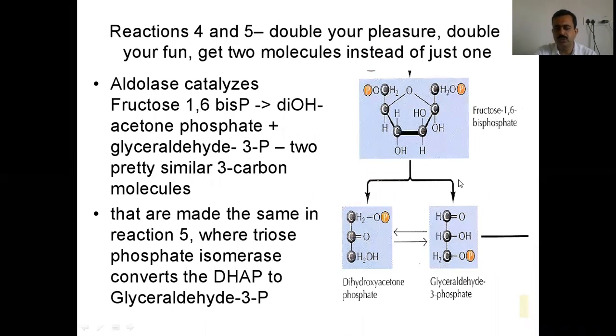Now, this enzyme aldolase converts fructose 1,6-bisphosphate into two molecules. One is dihydroxyacetone phosphate and the other is glyceraldehyde 3-phosphate. If you see the structure, one phosphate is donated here, another is donated here. They are interconverted in reaction 5, where triose phosphate isomerase converts DHAP to glyceraldehyde 3-phosphate.